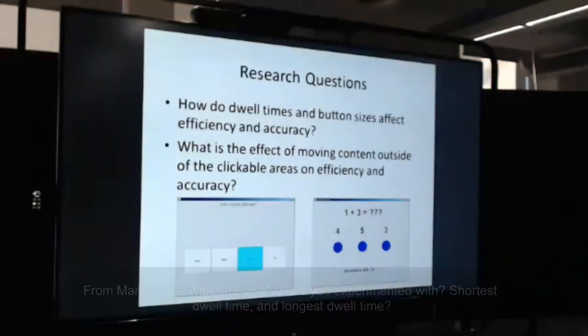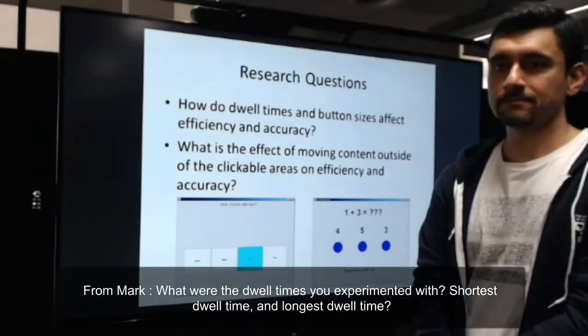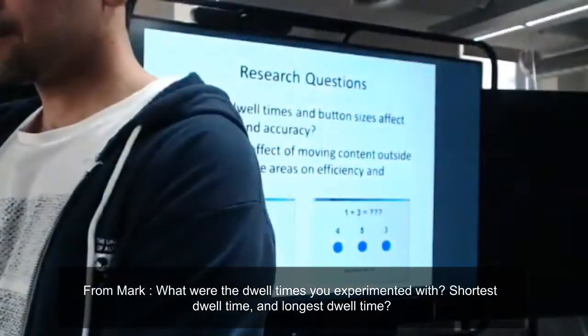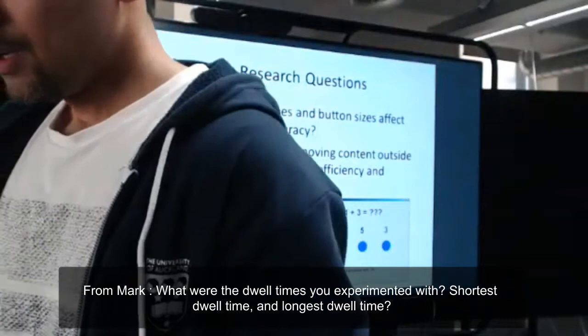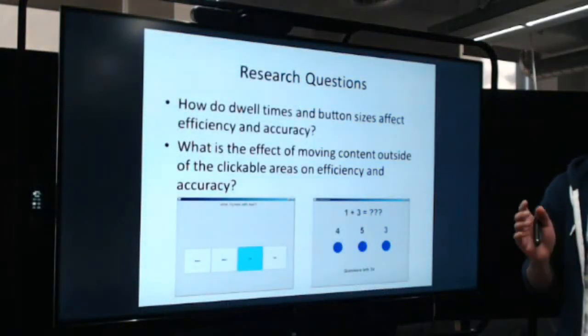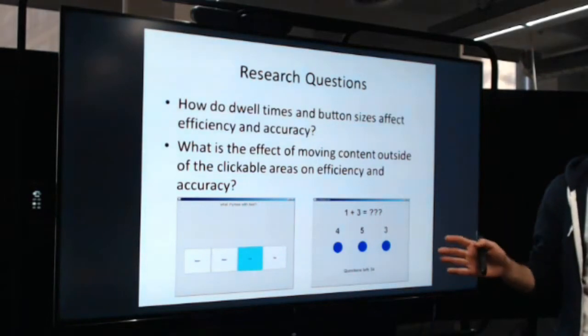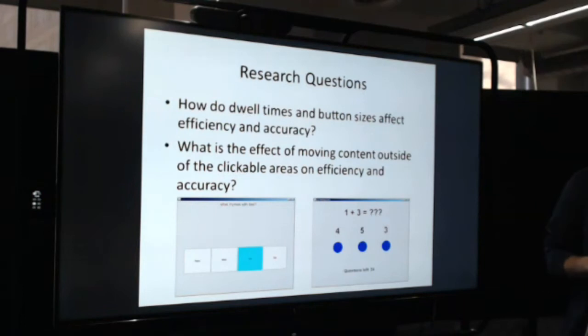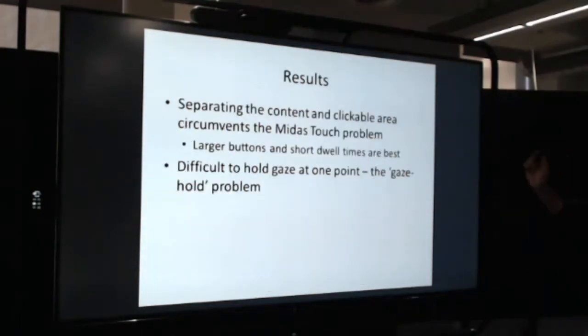A question. Mark is asking, what were the dwell times you experimented with? Shortest dwell time and longest? From memory, I think we had 250, 500, and 750, three dwell times. Milliseconds, yes.